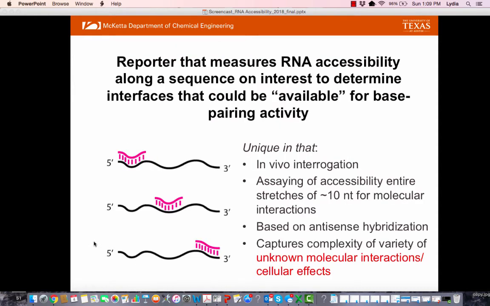So what we have built is a reporter that, via a very convenient plasmid-based system, can measure RNA accessibility along a sequence of interest in vivo by assaying stretches of about 10 nucleotides that can form physical molecular interactions, and importantly can capture the complexity of the unknown molecular interactions and cellular effects that lead to more or less accessibility locally within an RNA.